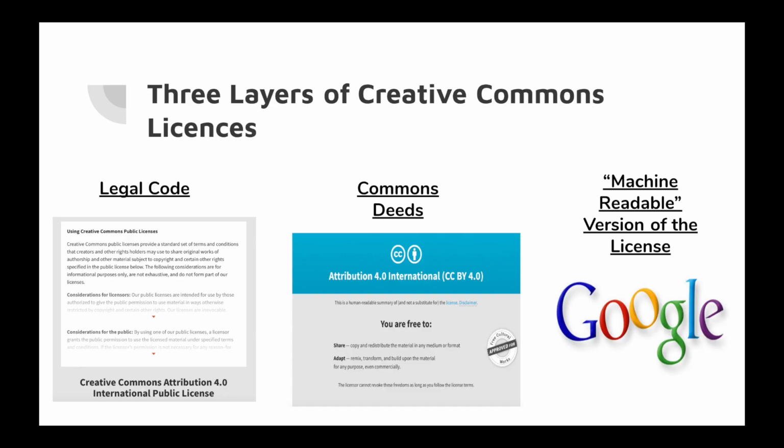Within Creative Commons licenses, there are three layers to understand. The first layer is called the legal code. The legal code is the base layer to the licenses, which contains all of the lawyer-readable information, which can be legally enforced in court. The next layer is the common deeds, which are generally the most well-known layer.